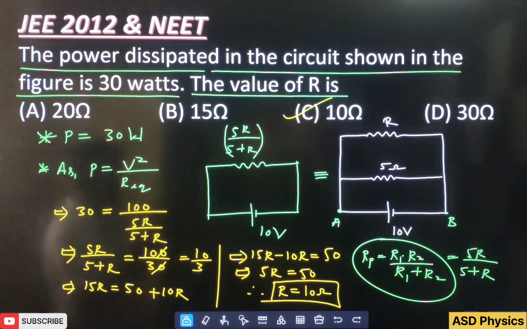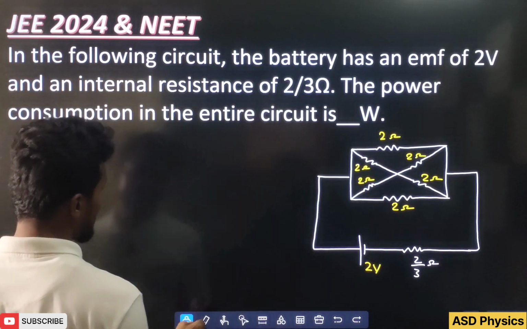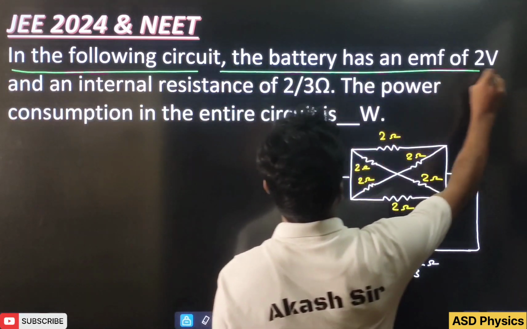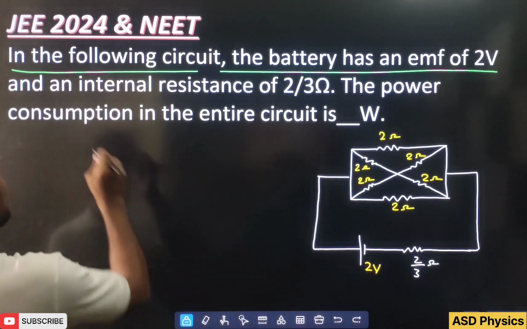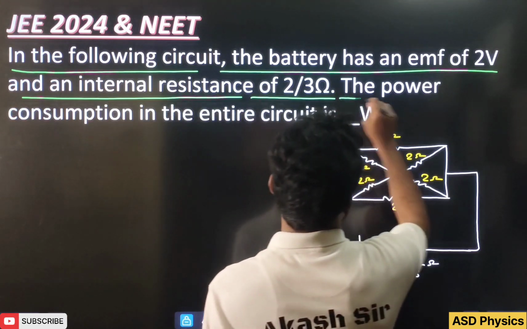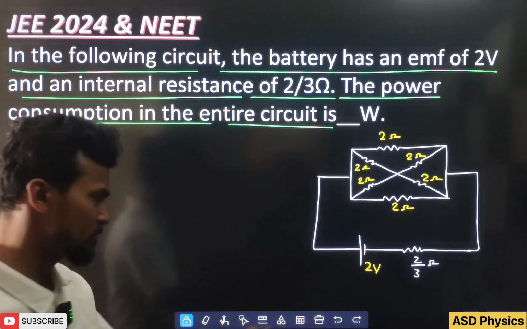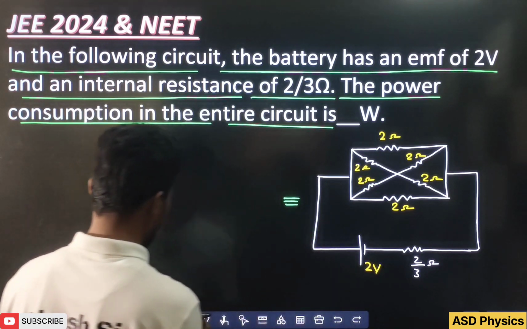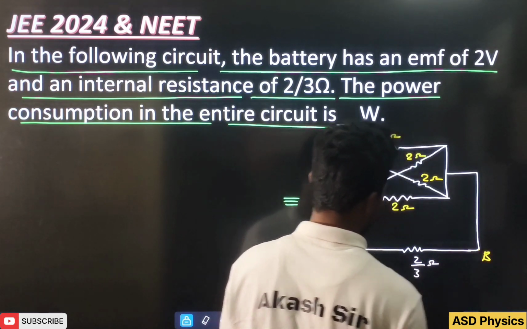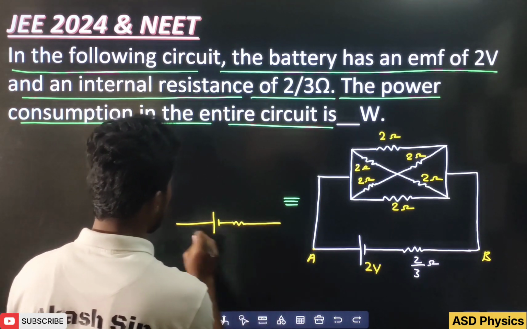Okay. Great. Now students, next one we are going to see, JEE 2024. The question is this. This kind of circuit diagram is there. So kindly see here. In the following circuit, the battery has an EMF of 2 volt and an internal resistance of 2 by 3 ohm. That is given here. The power consumption in the entire circuit is how much? Now the concept is somewhat reverse compared to the previous question. I have taken this as terminal A, this as terminal B. And here we have to find the equivalent first.